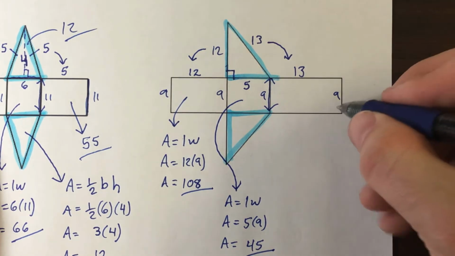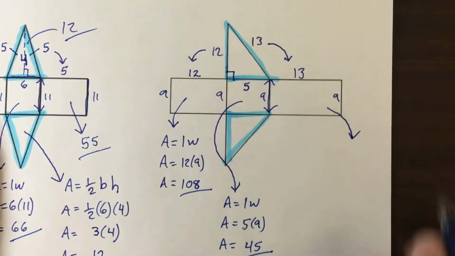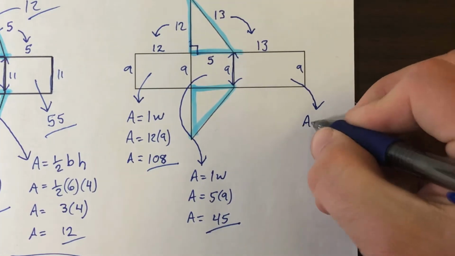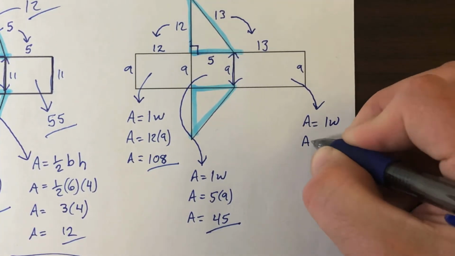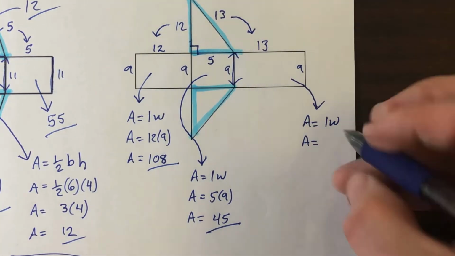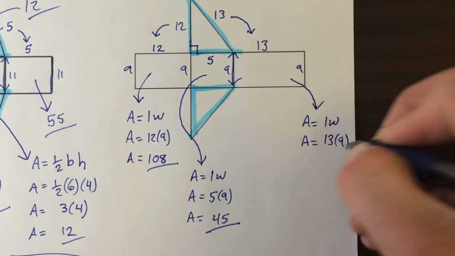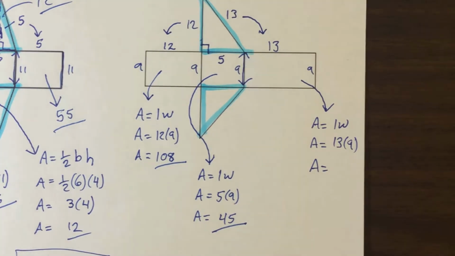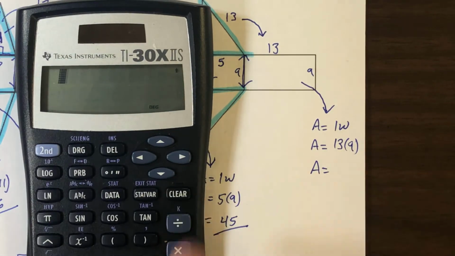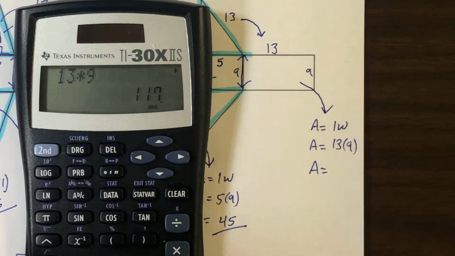Okay. Area equals length times width. Area equals 13 by 9. So area equals 13 times 9 is 117.